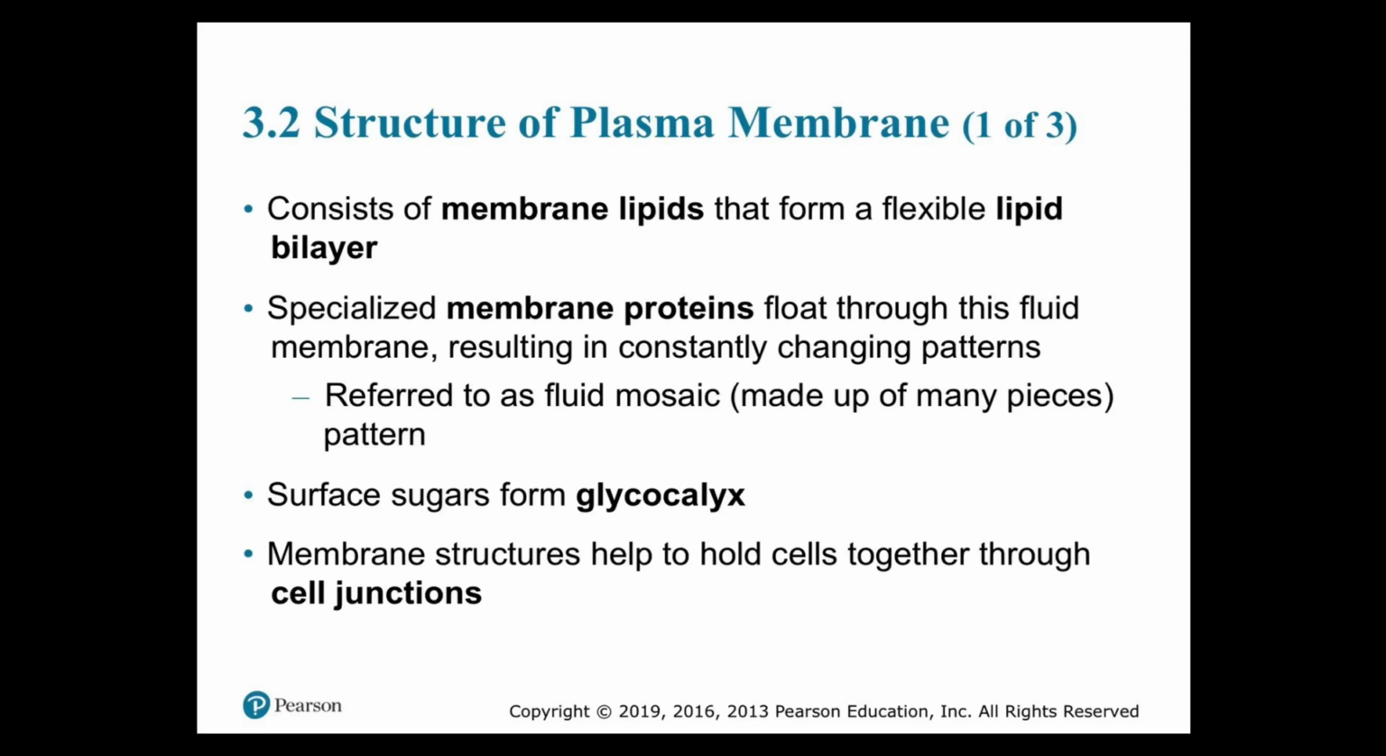It's fluid. Mosaic means that it's made up of different components, not just phospholipids, but also proteins and also other components like sugars, which we'll talk about. So yes, surface sugars form what is known as the glycocalyx. So they're found on the outside of the membrane. And there are also membrane structures that help to hold cells together through cell junctions.